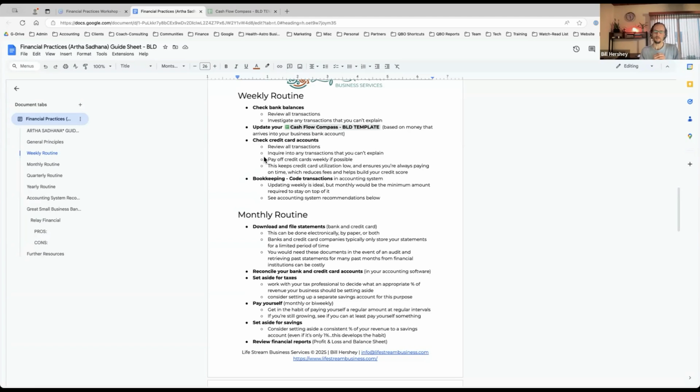Okay. But otherwise, if you have a credit card that you're simply using for what I call operating expenses, the expenses that are just of a routine nature that you're going to pay off at the end of the month, I recommend paying it off weekly. Another thing that does is it keeps your credit card utilization on the lower side. And that looks good for your credit score.